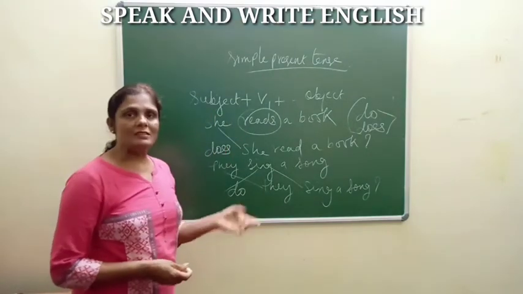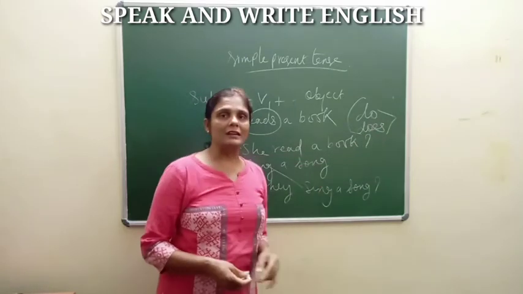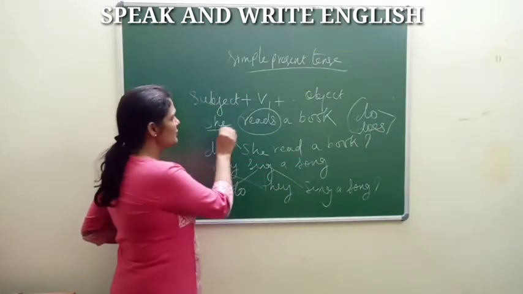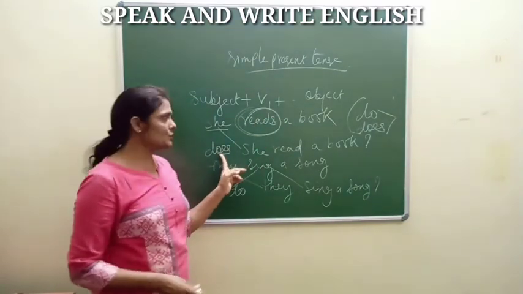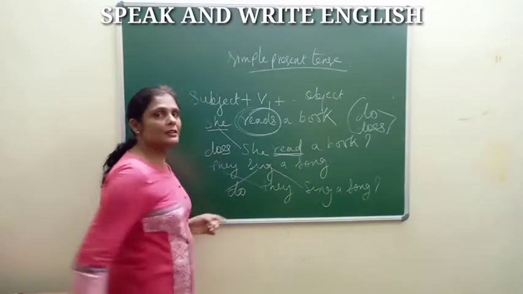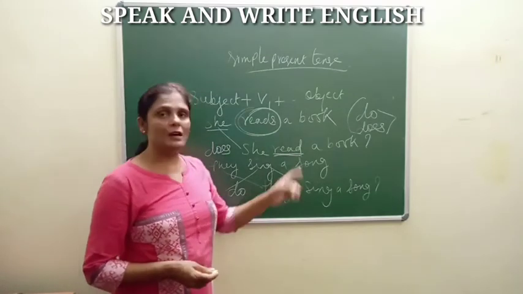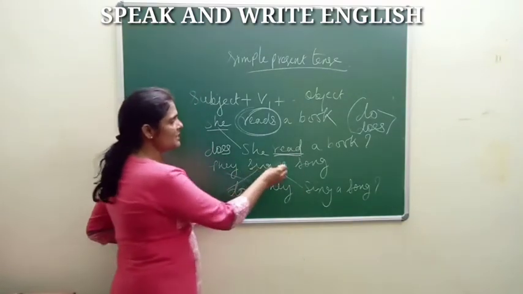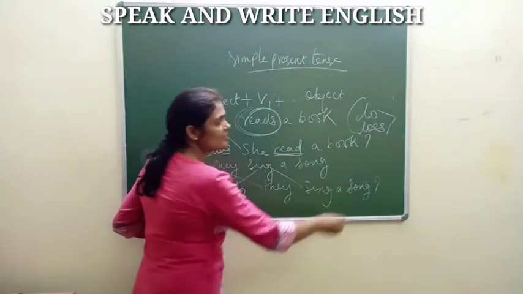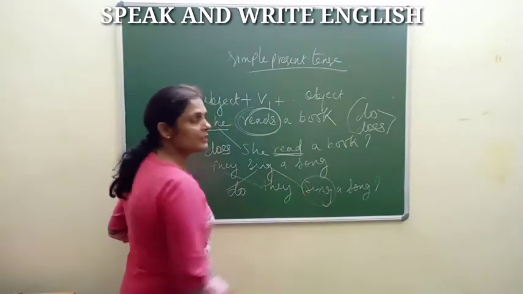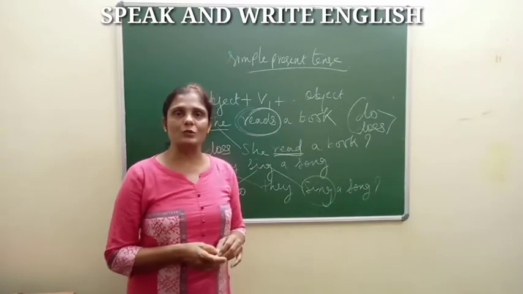So whenever statements are converted to questions, we make use of the helping verbs do and does. And just see here, with she the verb is reads. But when I have converted it into a question, the verb retains the base form. No need to add S or ES along with the verb. For example, they sing a song becomes do they sing a song? So for questions, the verb will be in the base form without adding S or ES to it.